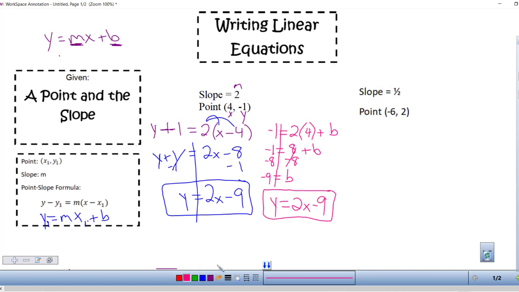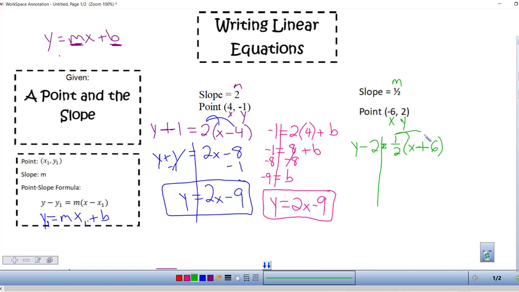So our next example, we have our slope, or our m, of 1/2. We have the point -6 and 2. So I'm going to label x and y. I'm going to start by doing the point slope form. Y minus our y value equals m times x minus our x value. Notice we have another minus negative. Whenever we have minus negative, it turns into a plus.